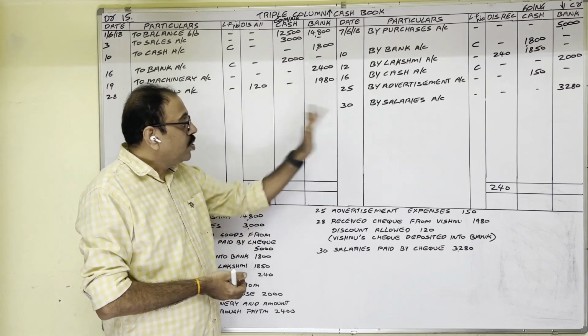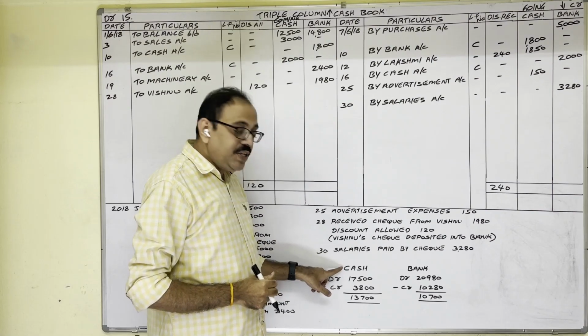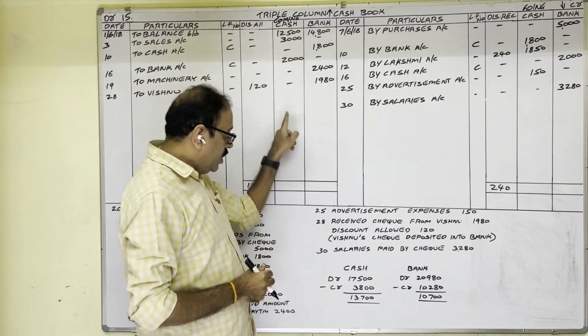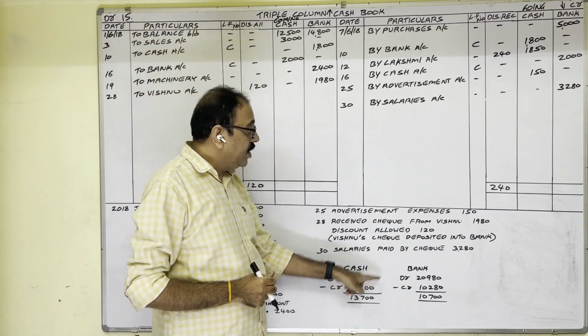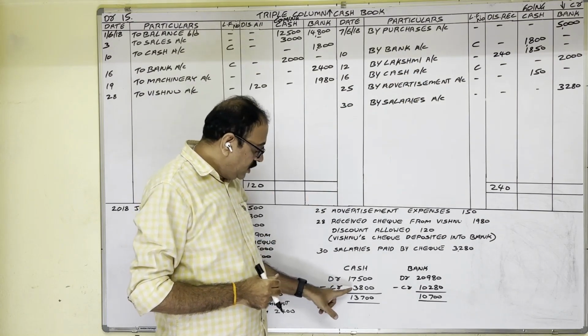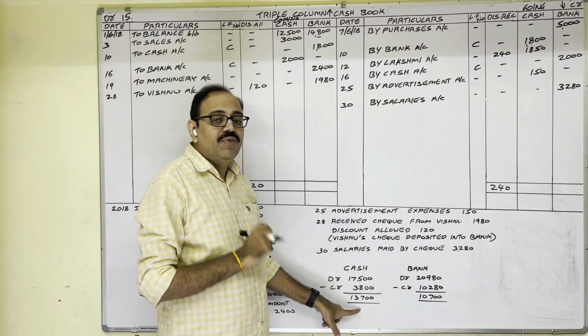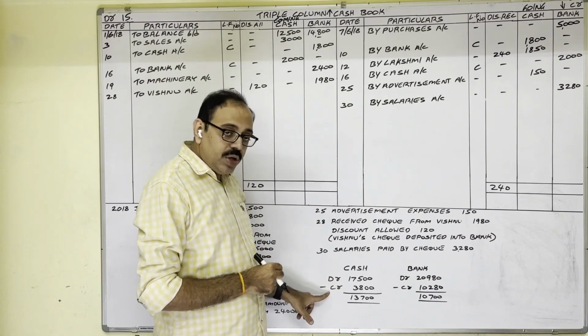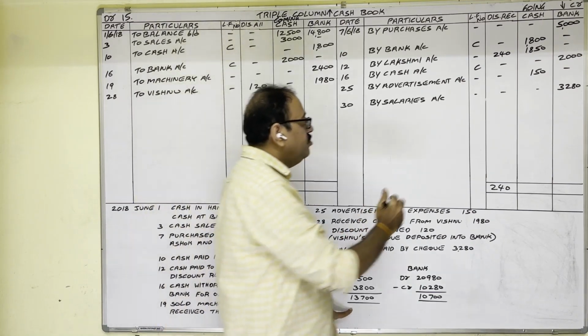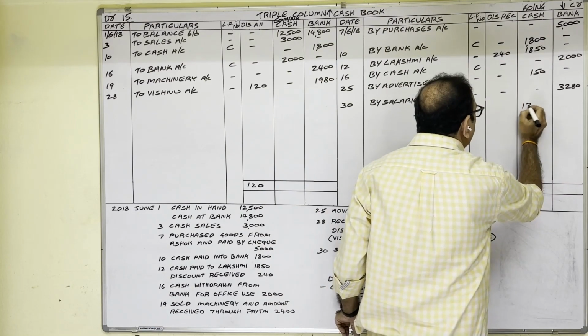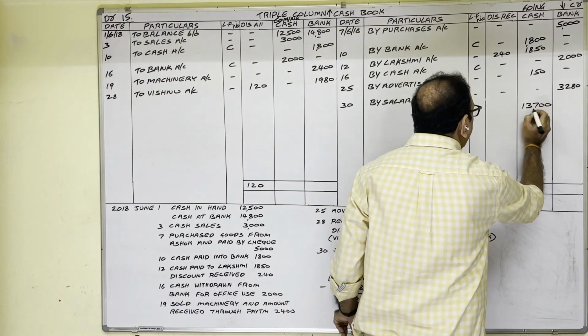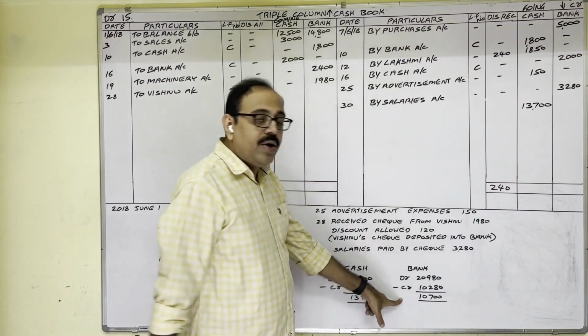So let us see the totals in rough notes. For the cash column, the debit total is 17,500. The credit column total is 3,800. The difference is 13,700. As the credit total is less, on the credit side we should write this answer, 13,700. Come to the bank column.